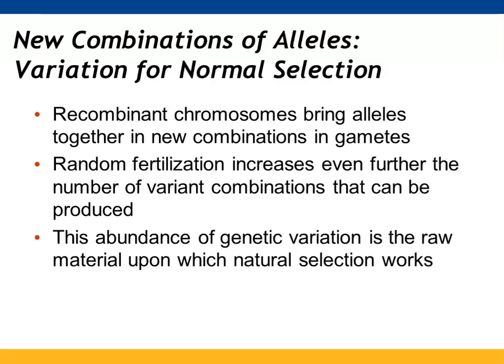Having these different combinations of alleles is going to provide a lot of variation. It's going to give us different combinations of gametes, along with random fertilization, which is also going to increase those combinations. And having all of this genetic variation allows natural selection to be at work in terms of determining which combination of alleles within a population are going to provide the greatest likelihood of success for that particular population to be able to survive and reproduce.